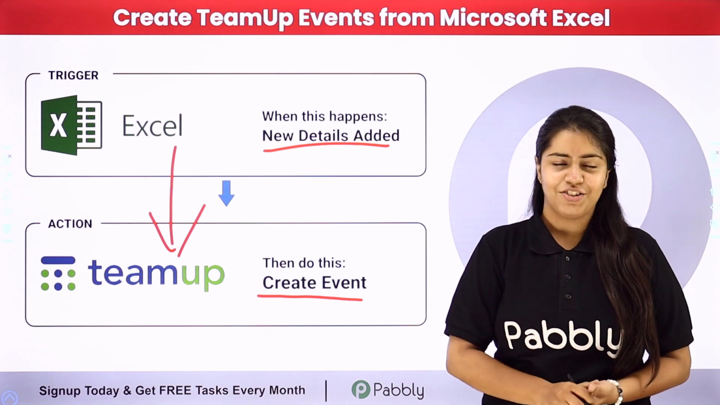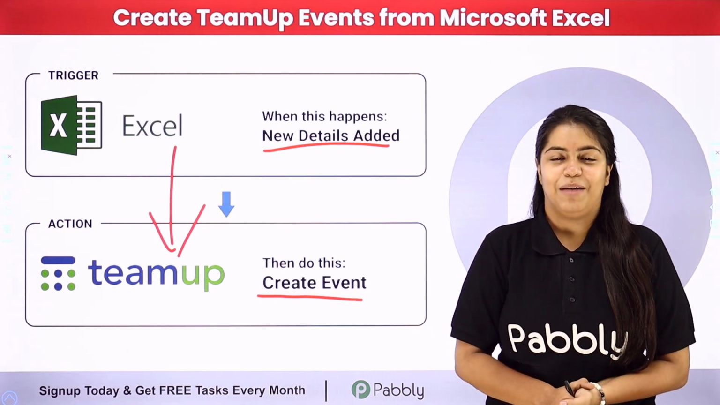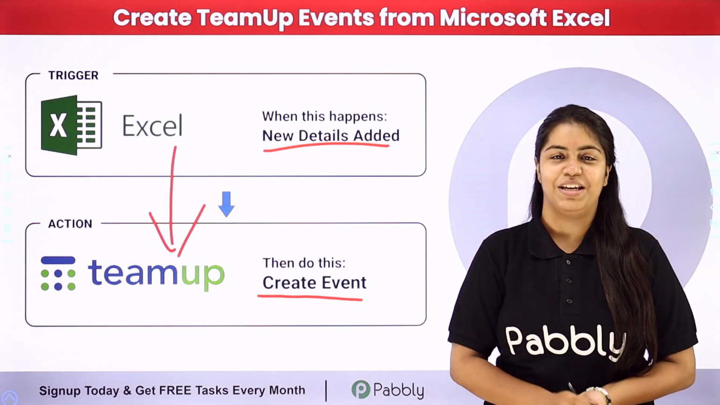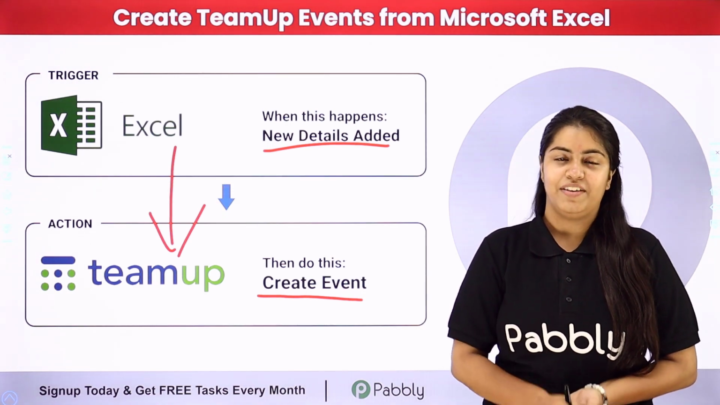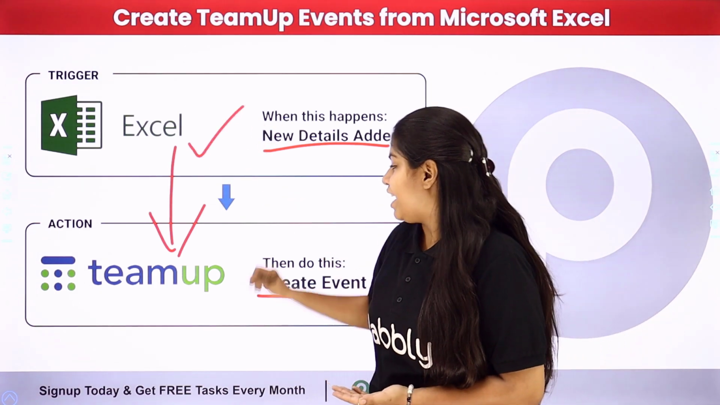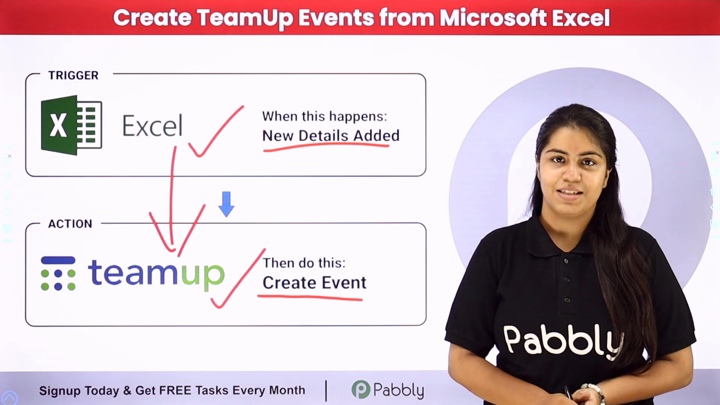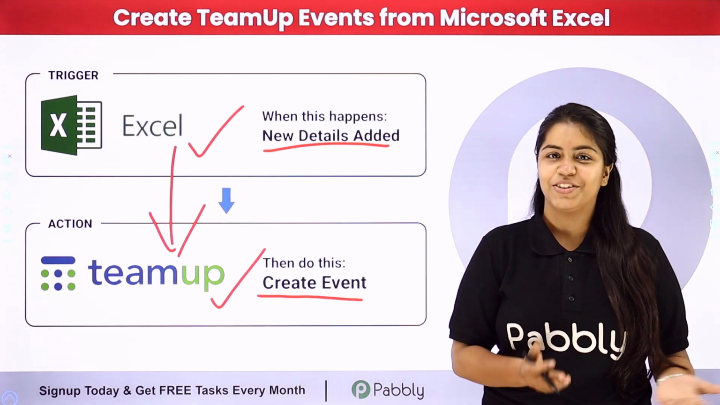To create this connection without knowing any programming or coding language, we are going to use Pabbly Connect. It is an amazing automation software. So in Pabbly, we have the concept of trigger and action. For trigger, we are going to use Microsoft Excel, and for action, we are using Teamup. So if you also wish to learn this process step by step, follow me through the screen.